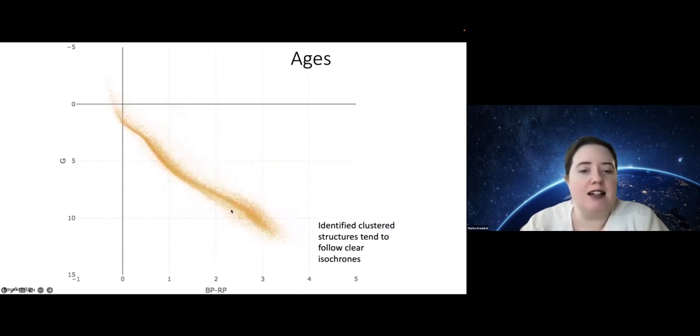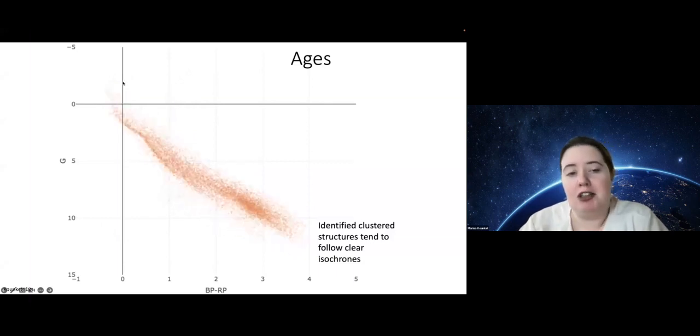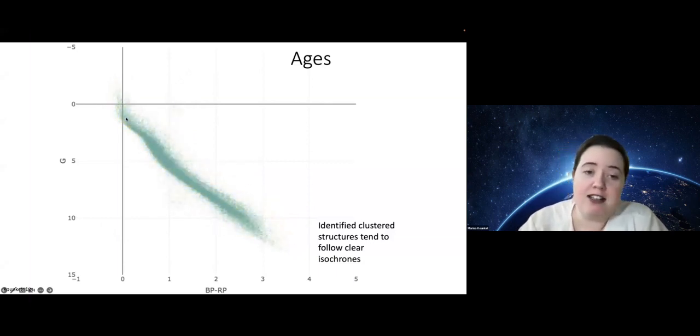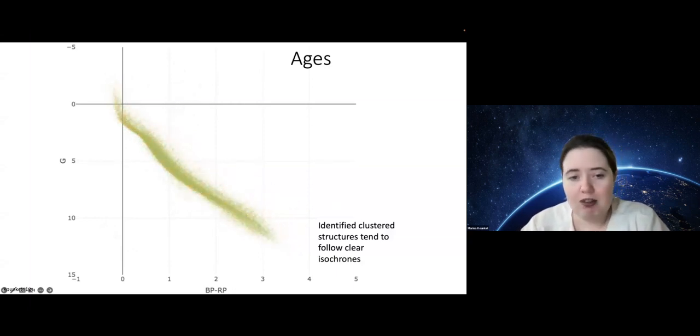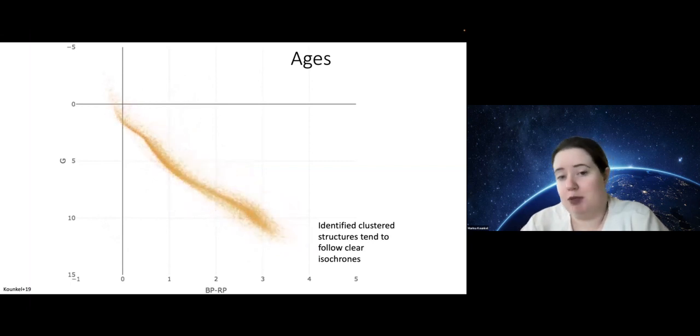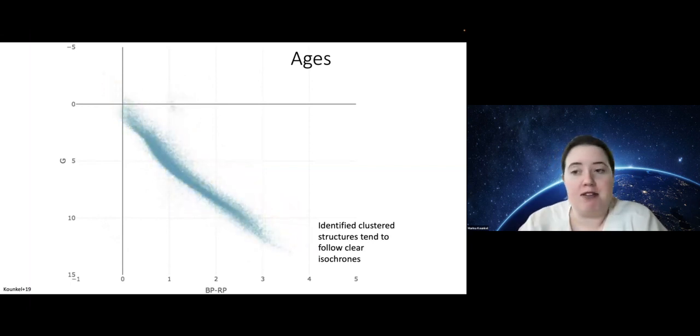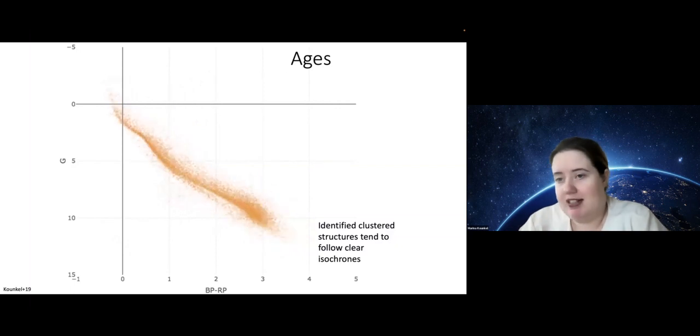And then after around 100 million years old, in green, high mass stars start to die off at an increasingly larger rate, and you start to develop a very clean turnoff. So with this, we are able to determine ages for more than 1 million stars, which is quite a substantial amount. Problem is, it's not enough.